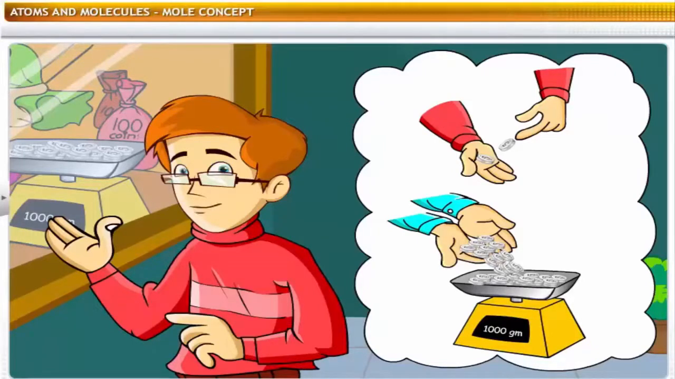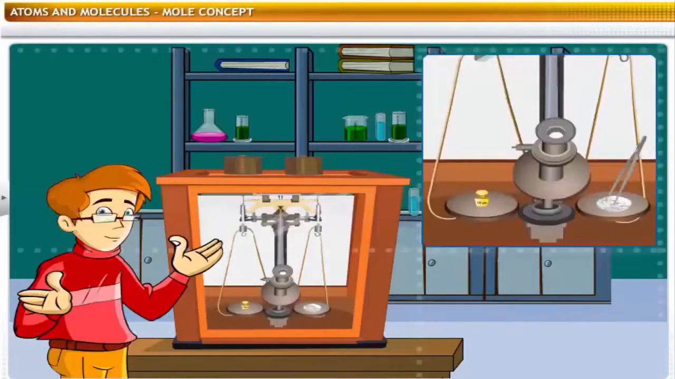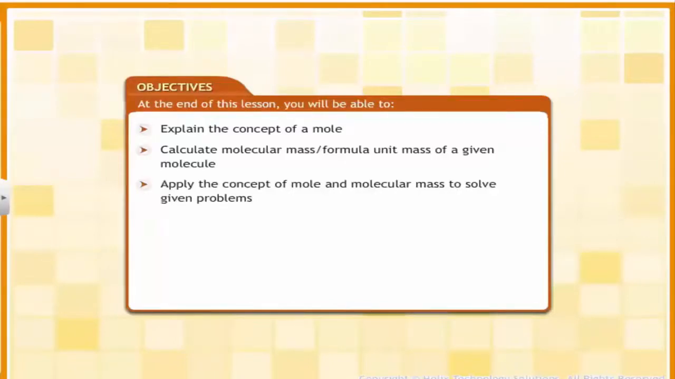So, the bankers link the mass of coins to the number of coins present. Here's another example. In a laboratory, when experiments are conducted using elements or compounds, the mass of an element or compound is taken into consideration, rather than counting the number of atoms that an element or compound contains. This lesson is about the concept of a mole. At the end of this lesson, you will be able to explain the concept of a mole, calculate molecular mass and formula unit mass of a given molecule, and apply the concept of mole and molecular mass to solve given problems.